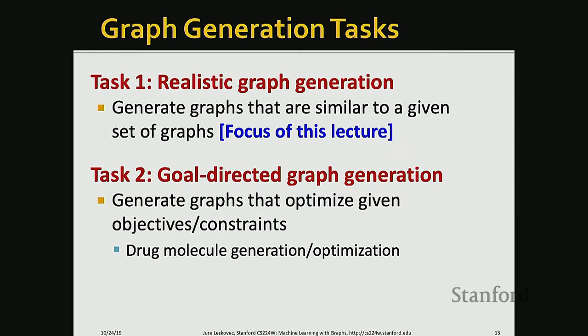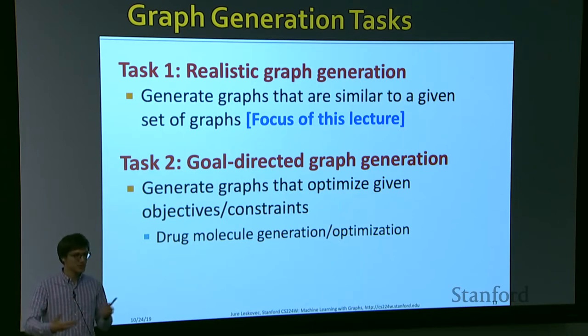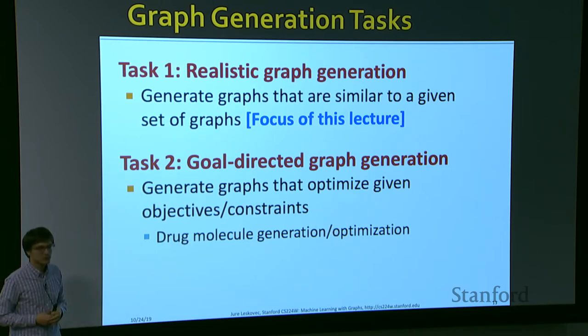I'll talk about two things. First, realistic graph generation. We'll approach this from a purely machine learning point of view, where all we care about is a black box that generates a good graph. We don't care about the black box so much, which is very different from the small world model and so on, which were very mechanistic graph generation models where the goal was much more to see whether that graph generation process looks realistic.